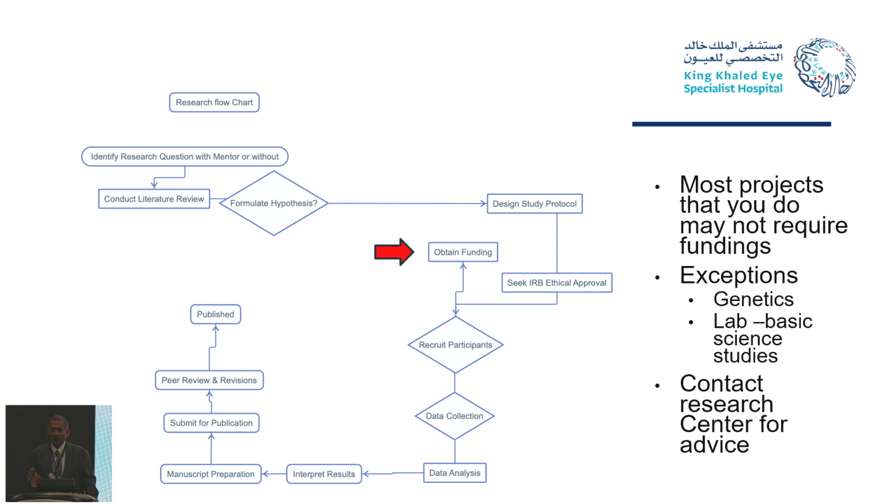So most of the projects that you do as a resident or fellow do not require funding, but there are exceptions. Sometimes you might be doing something on genetics, right? Or you might decide to do something that's a basic science project, right? And those require money. And so sufficient planning and contacting the research department about potential funding sources is important. There are funds in research, but there is a process to getting those approved before you do projects that involve money. So you want to contact the Research Center for advice.